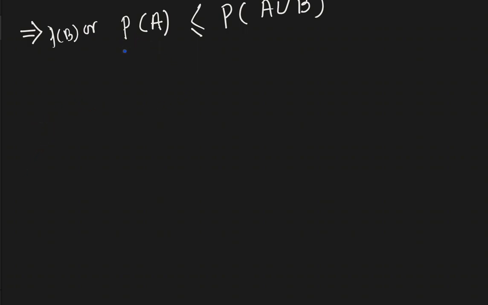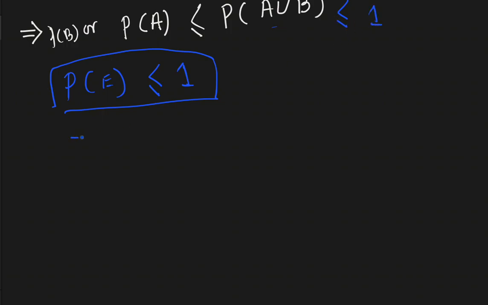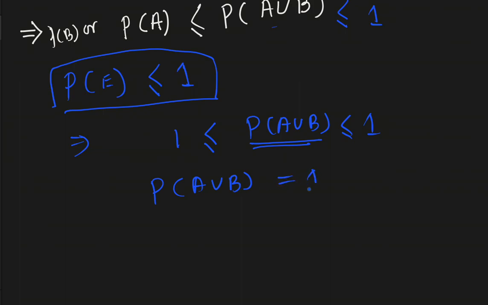So probability is less than or equal to, and the probability of any event cannot be larger than 1. From the corollary we know that probability of any event should be less than or equal to 1. So since we want to calculate the probability of A union B, it should also be less than or equal to 1. That means the probability is greater than or equal to 1 and less than or equal to 1. That means this number should be equal to 1. That means probability of A union B should be 1. There are no other possibilities.